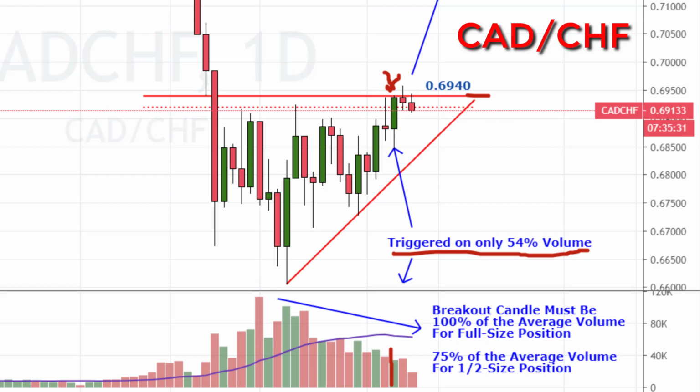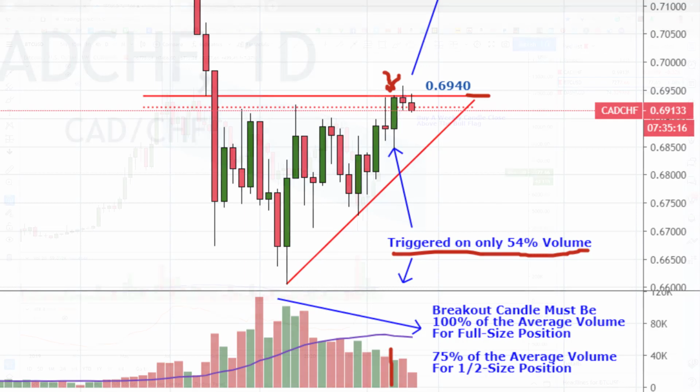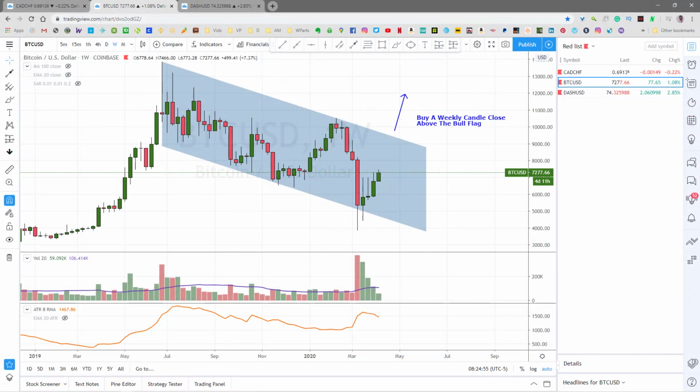To sum it up, we'll buy a daily candle close above 69.40 if the volume is sufficient, which means a volume at or above the volume average for a full-size position, or at or above 75% of the average volume for a half-size position. And this is just a reminder of the setup I showed you back in February.